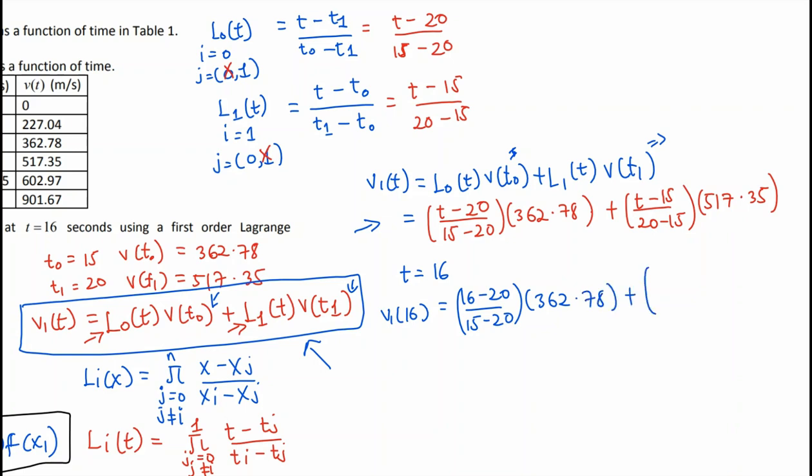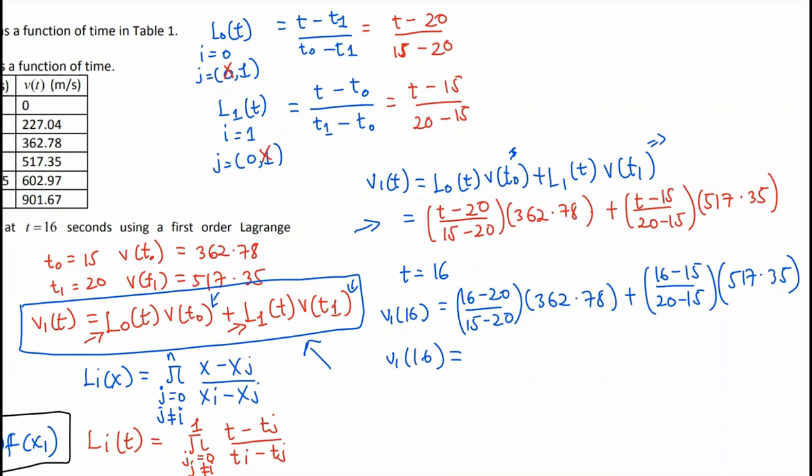plus 16 minus 15 divided by 20 minus 15, multiplying 517.35. Okay, this is what we have. So let's simplify this and see what you're going to get for the velocity at time t equals 16 seconds. Let's compute the first term at first.